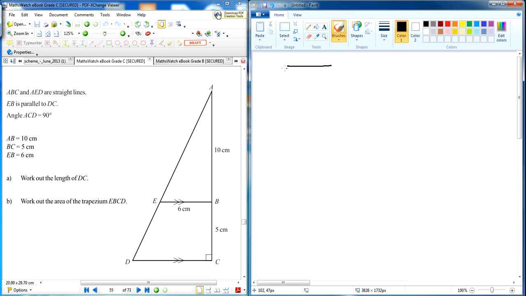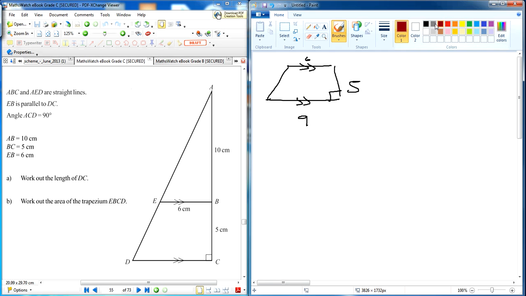So, if I just quickly sketch for you the second part of the diagram that we're interested in. This is a trapezium. These are your parallel sides. That's your vertical height. That's 5. That's 6. What's the bottom one? 9. Now to work out the area of a trapezium, who knows the area of a trapezium?